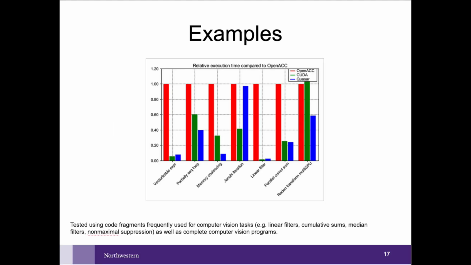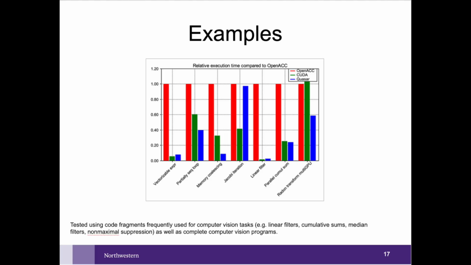Here are some examples of its performance compared to OpenACC, which is another framework, and CUDA. I guess CUDA is the more important one here. You can see it has good performance for the majority of these problems, which are code fragments that are frequently used for computer vision tasks. There were also complete computer vision programs, but they didn't do as well as these fragments due to the difficulty of importing them.